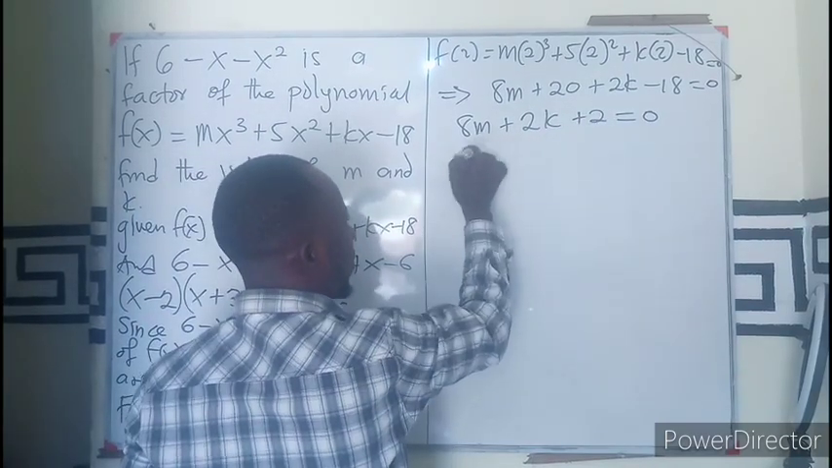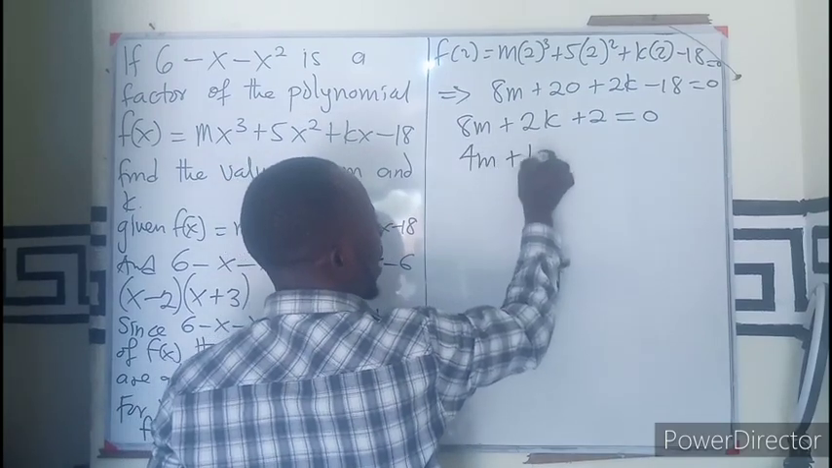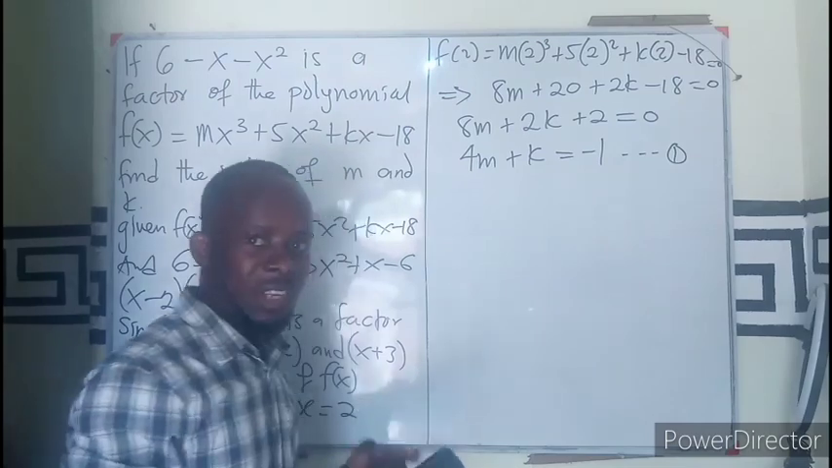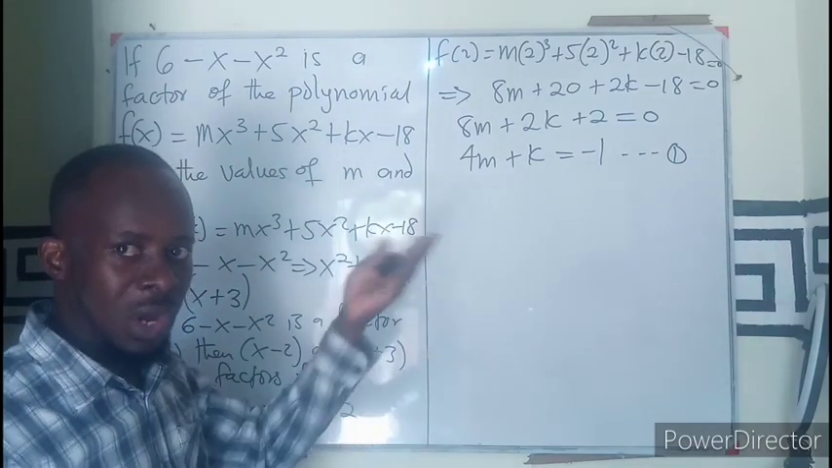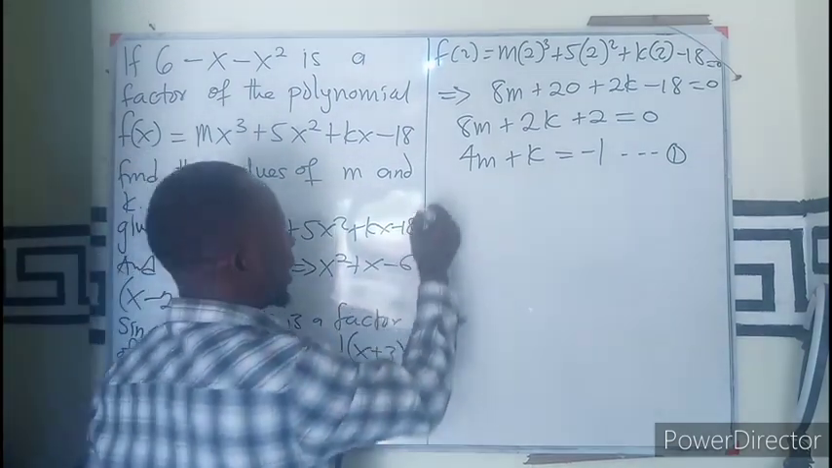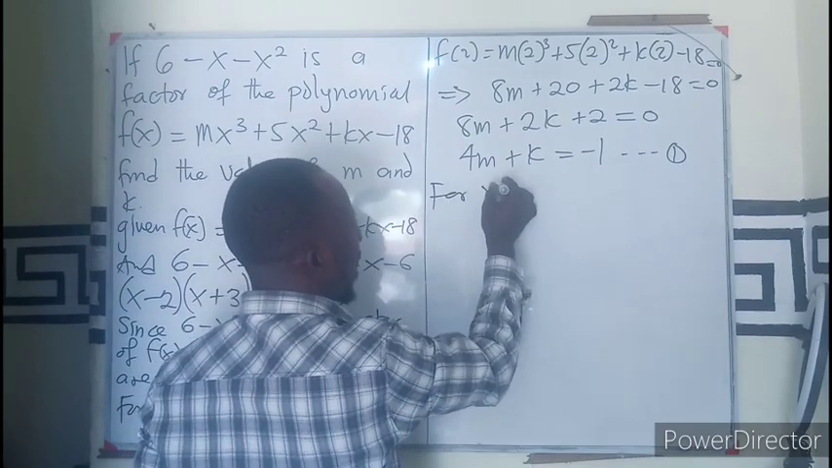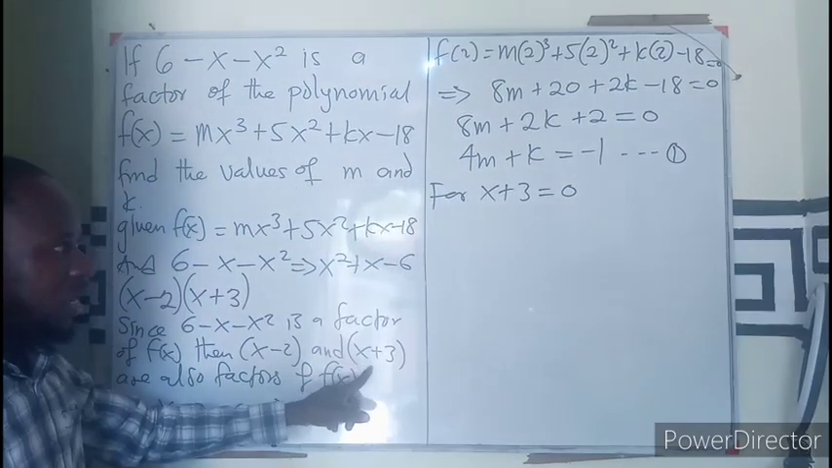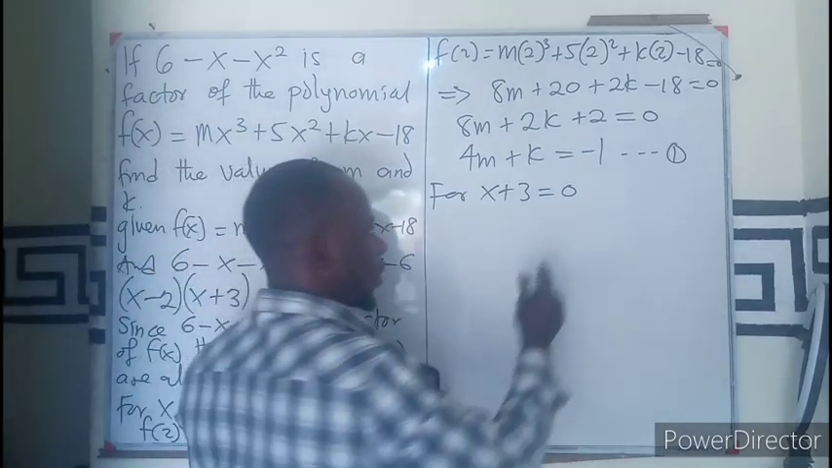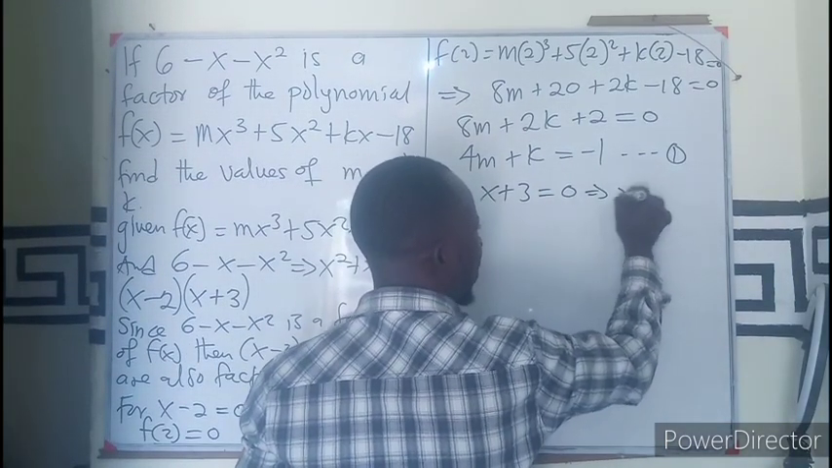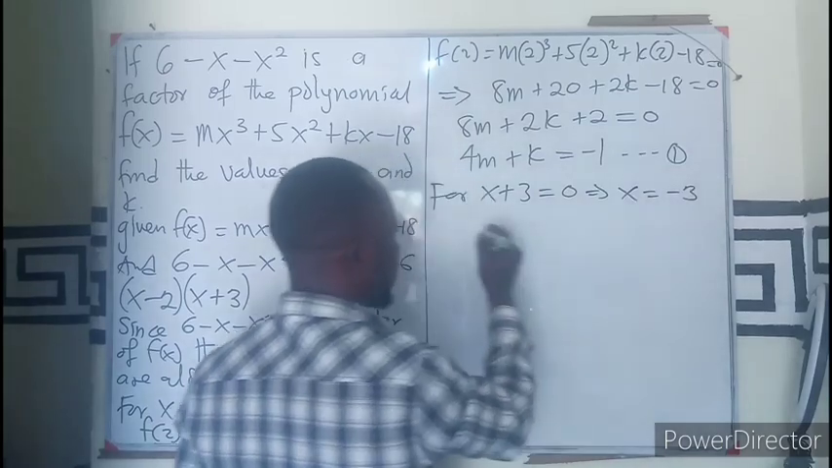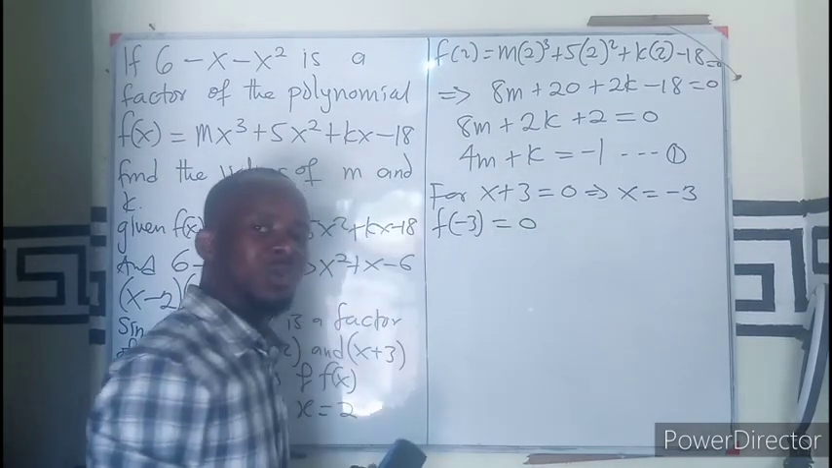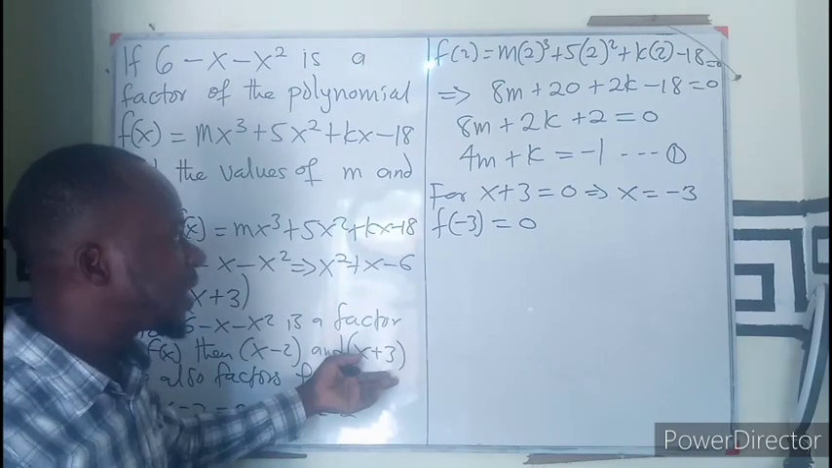So this becomes 4m plus k equals what? Minus 1. As in dividing through by what? 2, which is the common factor. Then for the second one, it is also a factor. So this will imply that your x will be equal to negative 3. Then f of negative 3 should also give us what? 0. Since it's a factor.